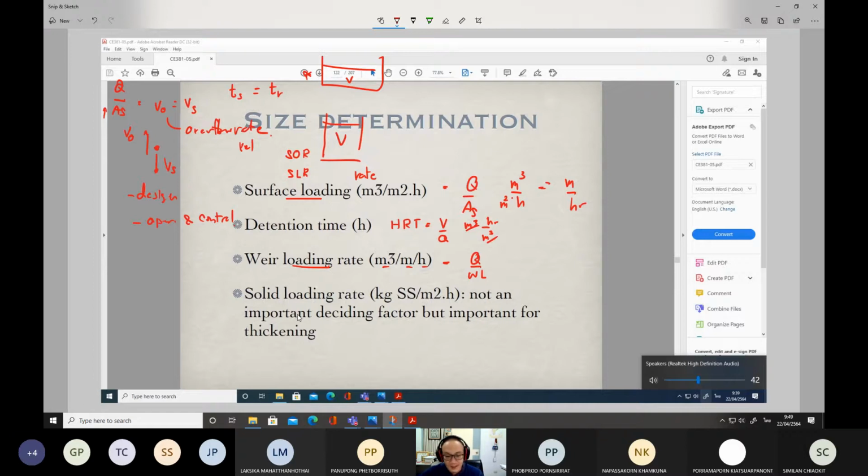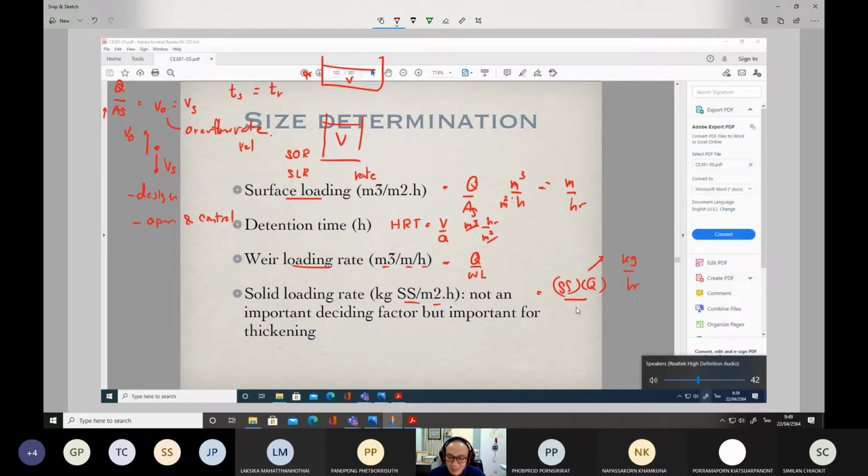Solid loading rate is sometimes defined as kilograms suspended solids per square meter per hour. According to this unit, you can figure out that it is equal to kilograms per hour. Kilograms per hour is actually the solid load. Solid load is suspended solids concentration multiplied by the flow rate. So it will give kilograms per hour or kilograms per day.